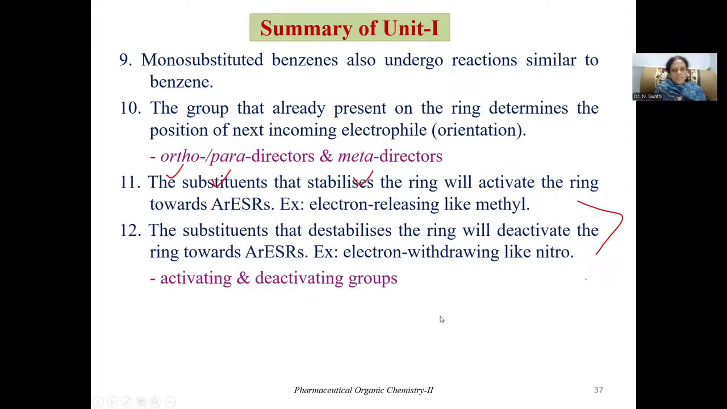Okay, so this is the overall summary of Unit 1, students. By this, we have completed Unit 1. So related to overall Unit 1 topics, if you have any doubts, you can share in the chat. Alternatively, you can post your doubts even in the WhatsApp group also.